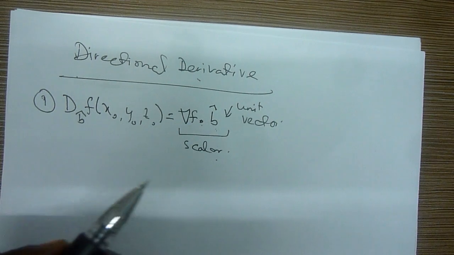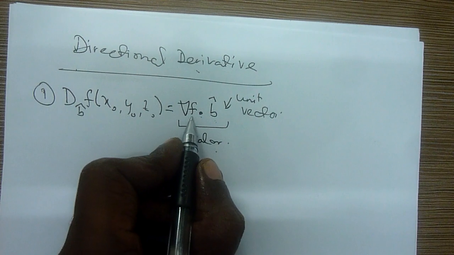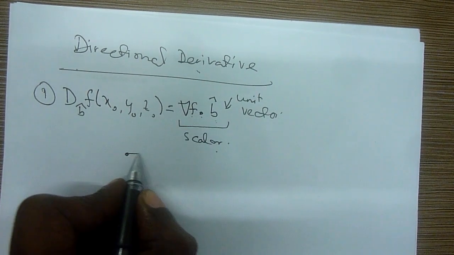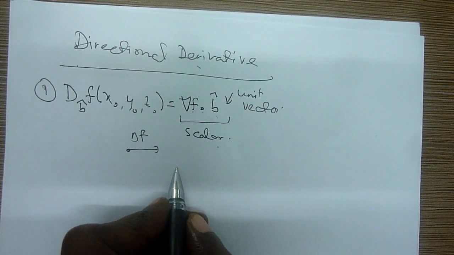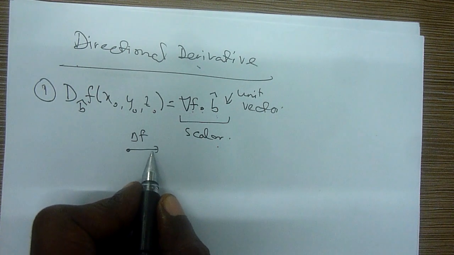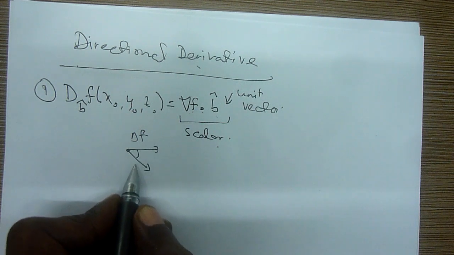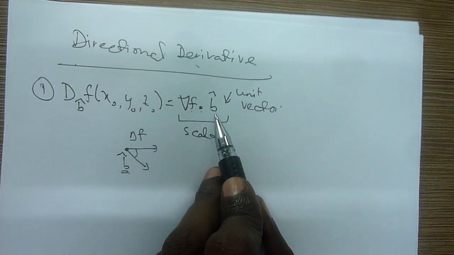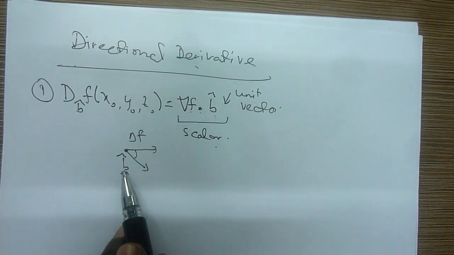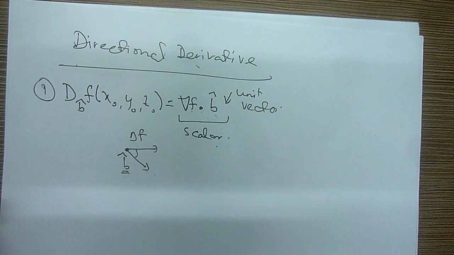In a simple understanding, I want you to grasp this logic first. There is a del f. Imagine there is an f, del f here. This might be in one direction, no problem, could be in a different direction. And let's say there is a b. I'm taking one unit vector, in one particular direction. That's why we call this a directional derivative.